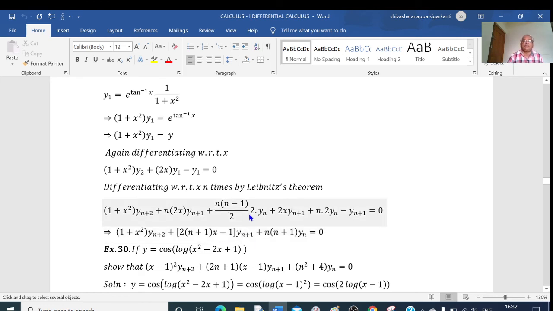Plus yn terms: one yn term, two yn terms, two yn terms are here. Here 2 gets cancelled. What I am getting is n square minus n square minus n plus 2n. N square minus n plus 2n means n square plus n. N square plus n can be written as n into n plus 1 into yn is equal to 0. This is the required equation.